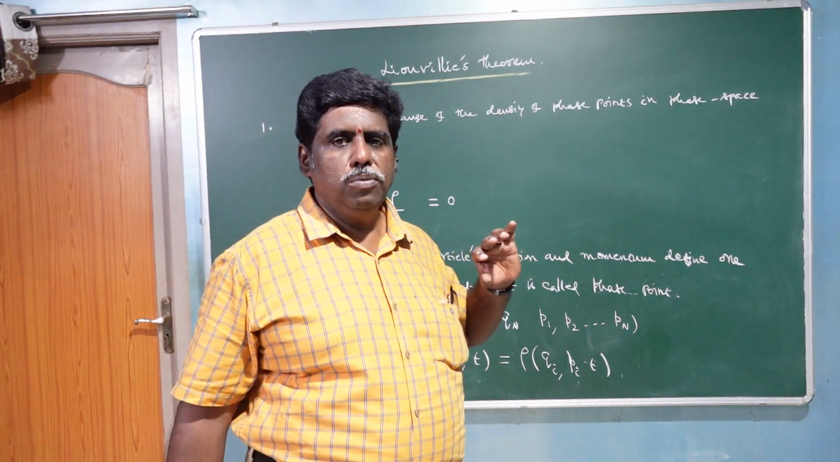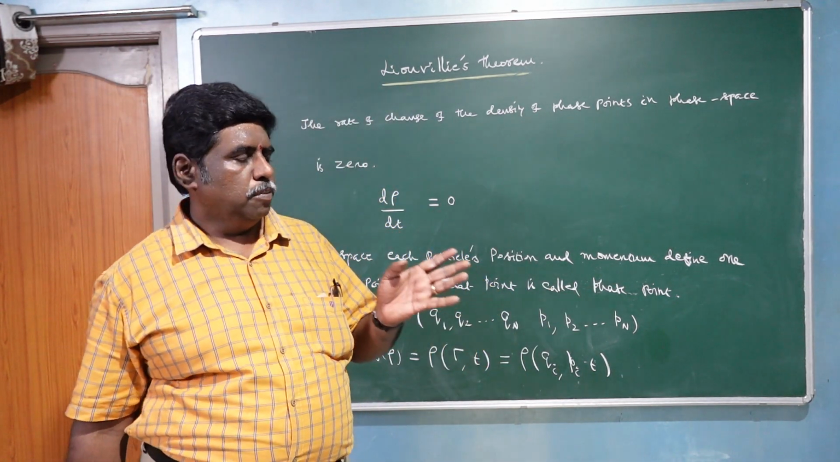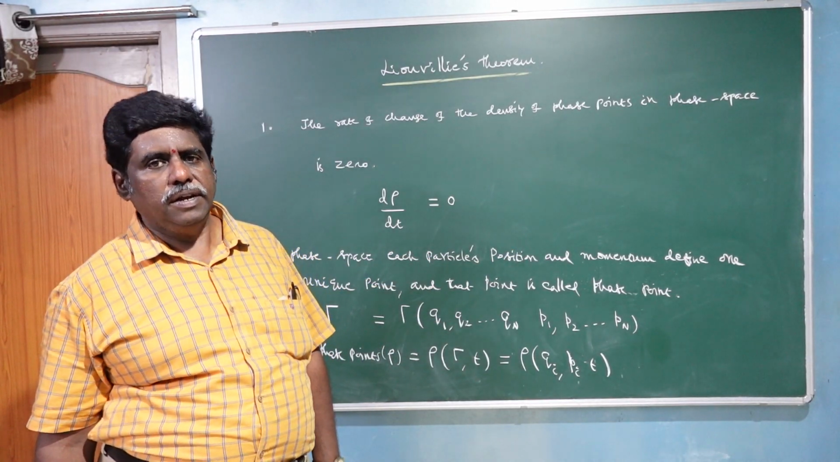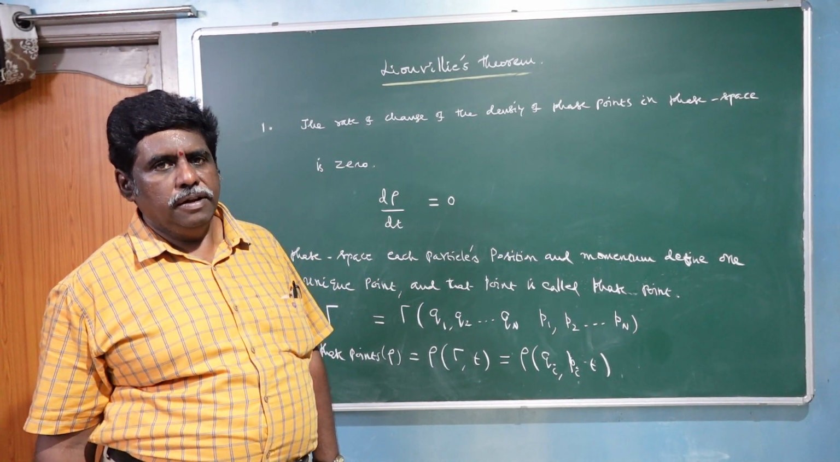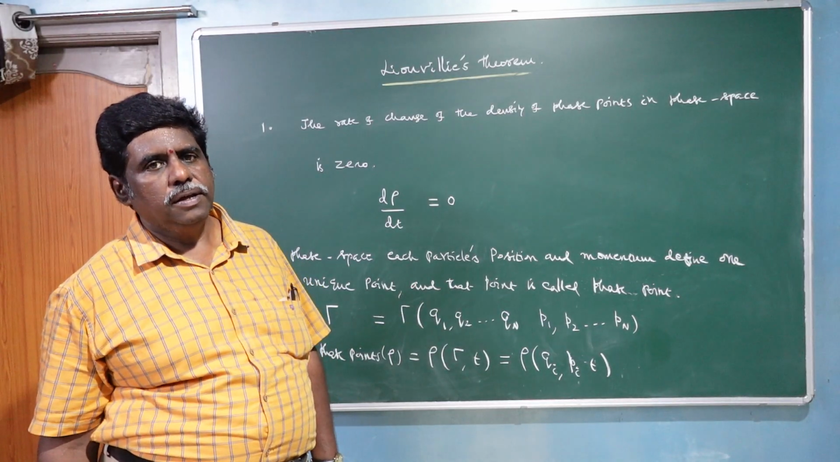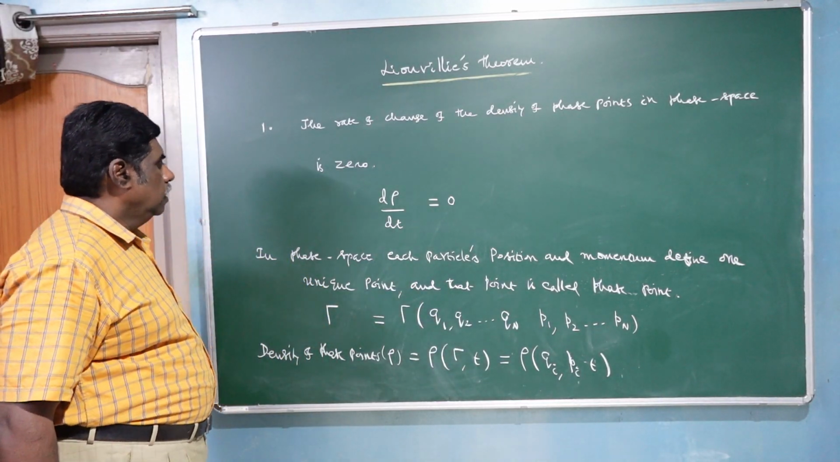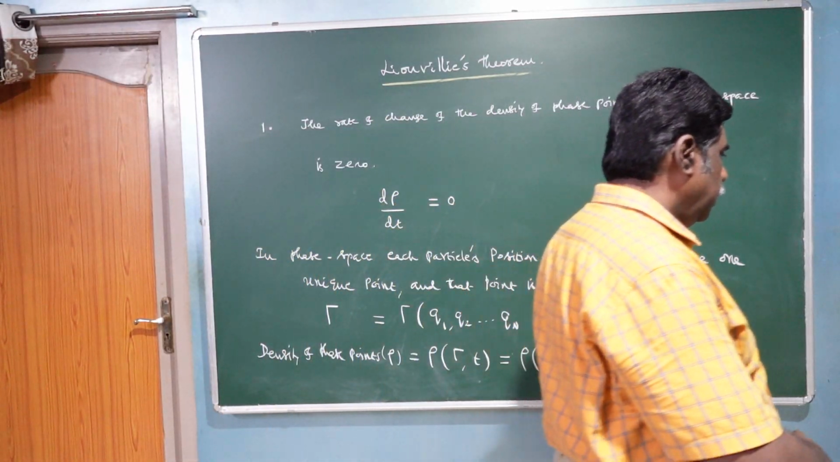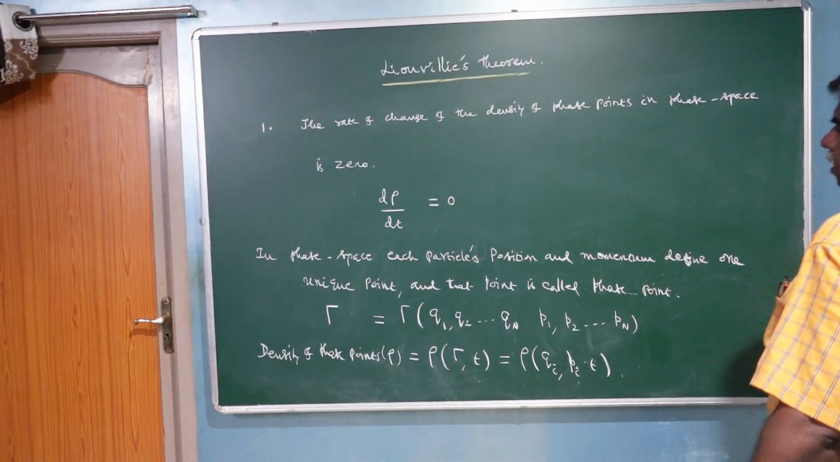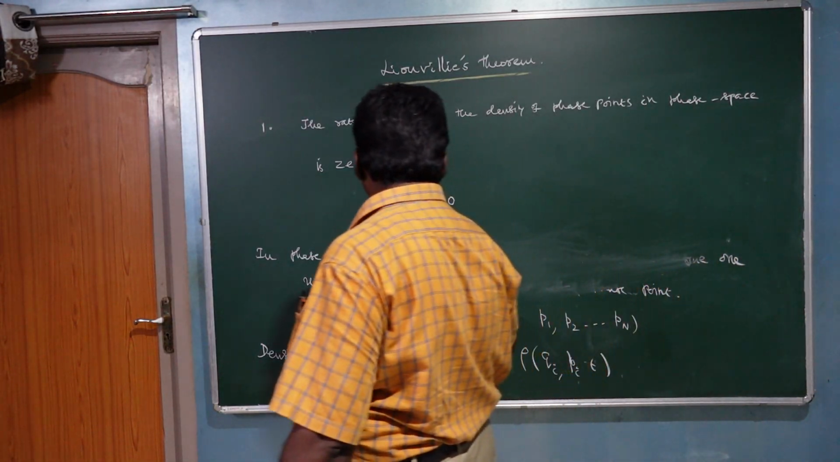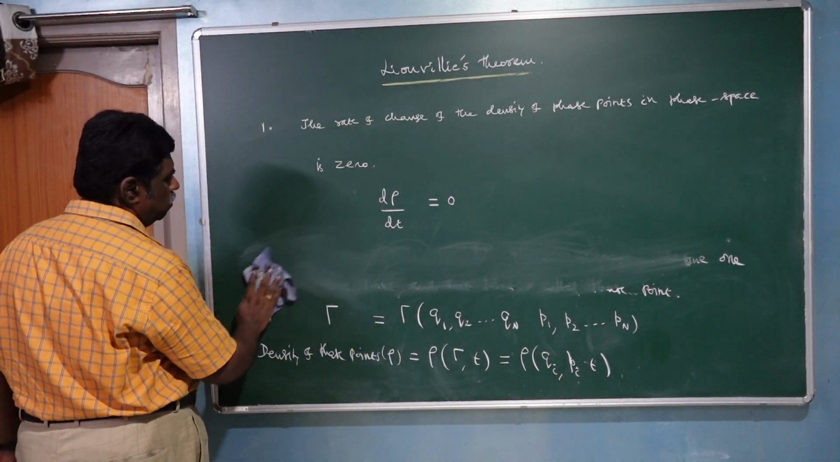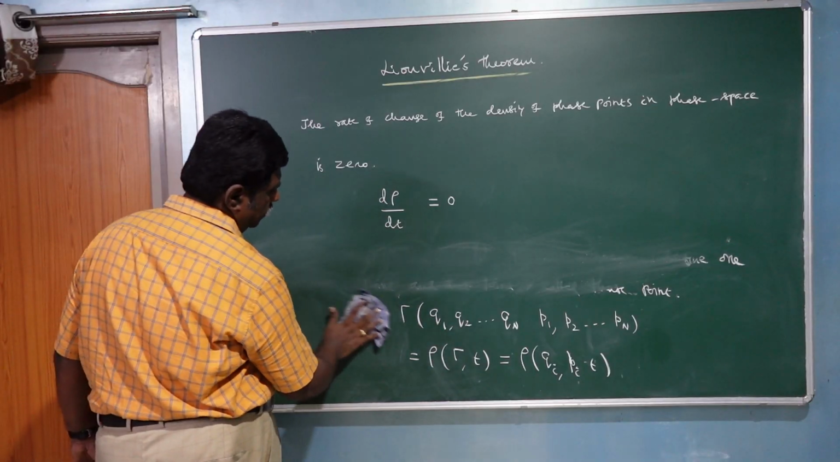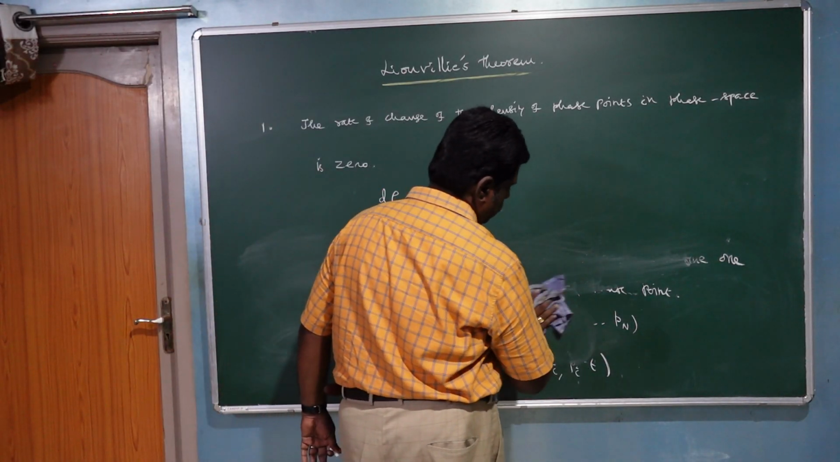This is similar to the motion of a fluid. Suppose a fluid is moving at a constant rate. The density of the fluid at a particular point is a constant. Now we have to prove this first theorem, and theorem number 2 talks about the volume of phase space. I will write the second theorem.